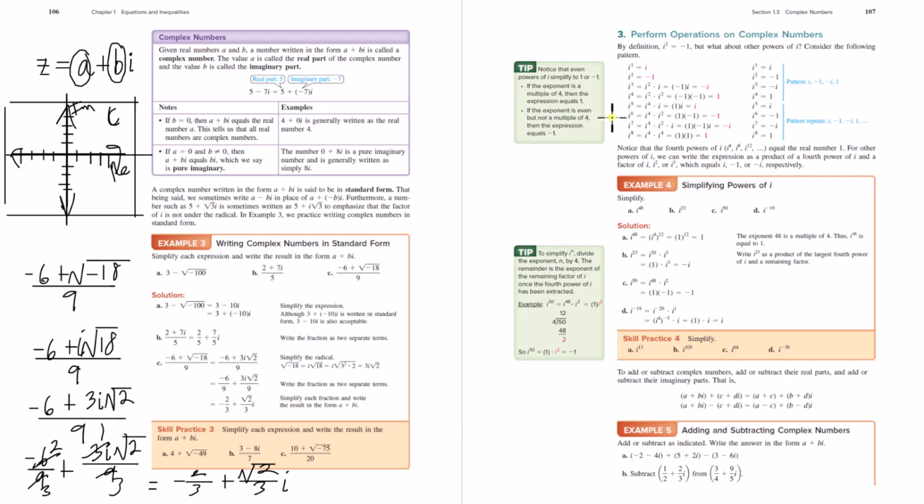And when it comes to powers, we're not going to look at powers in general of any complex number. We do that in trigonometry, like 3 plus i to the fourth power. But we are going to look at powers of just i here in this section.